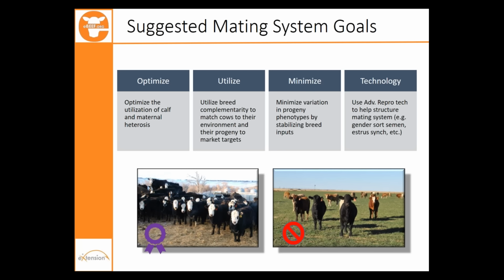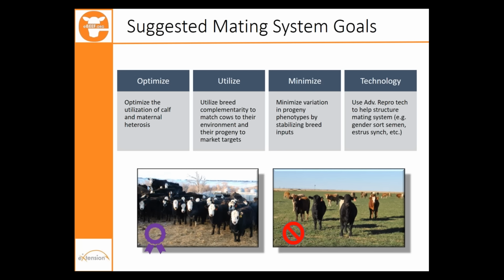Okay, minimize here. So minimize variation in progeny phenotype by stabilizing breed inputs. Historically, one of the big criticisms of crossbreeding related to variability has been type, kind, and coat color issues related to using lots of different breeds over time in a breeding system. And that's sort of crossbreeding circa 1977 versus crossbreeding circa 2018. With some planning and some selection tools, it's really easy to keep them all one color and all polled and so forth, but still have crossbred calves.